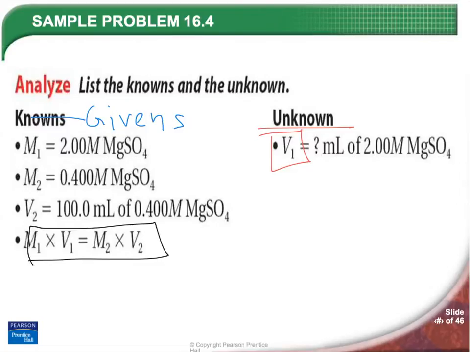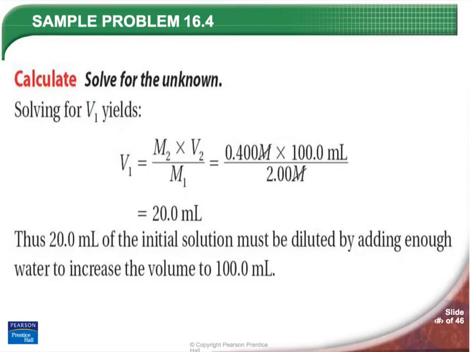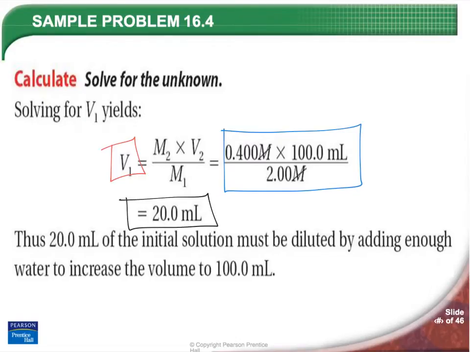So now that you have all of these numbers, you can go ahead and plug them in and solve the equation. Solving the problem would look like this. If V1 here was our unknown, we get it by itself by dividing both sides by M1. We plug in all of our givens to the equation, and we get our answer, which in this case is 20 mL. And that's how much of the original concentrated solution we have.